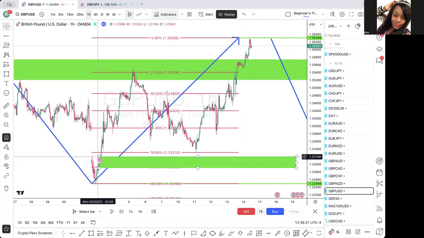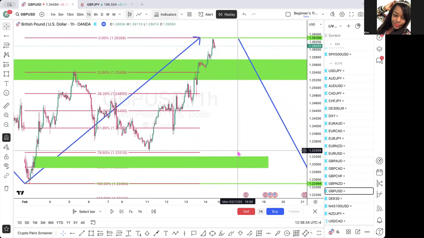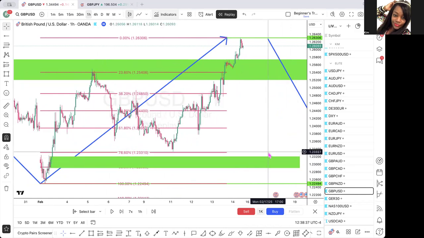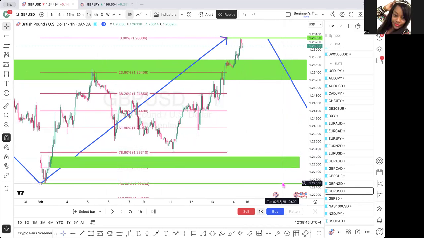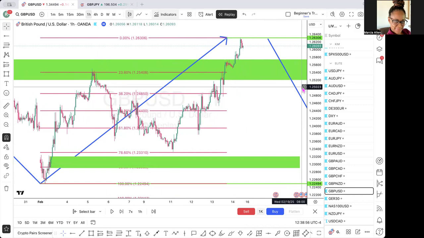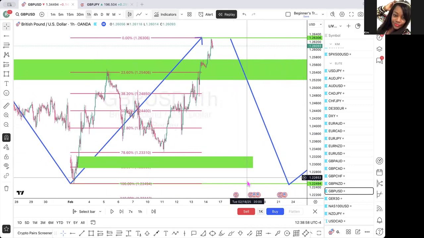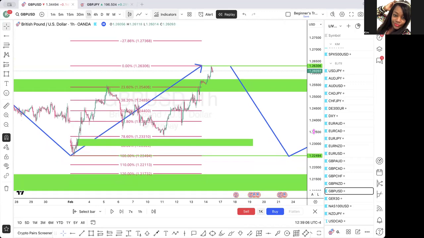So once price got here, I will be identifying that internal structure. And if I don't see a shift, then I already know, because I've already mapped it out in my head, that price can come and sweep this low and then keep buying. And then once I see the shift in structure after a sweep of that low, then I will get in for the buy to take it to these highs.